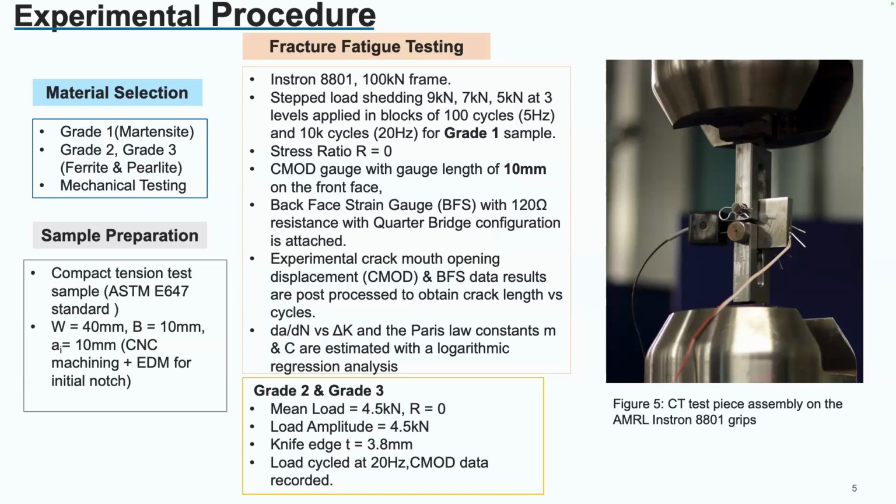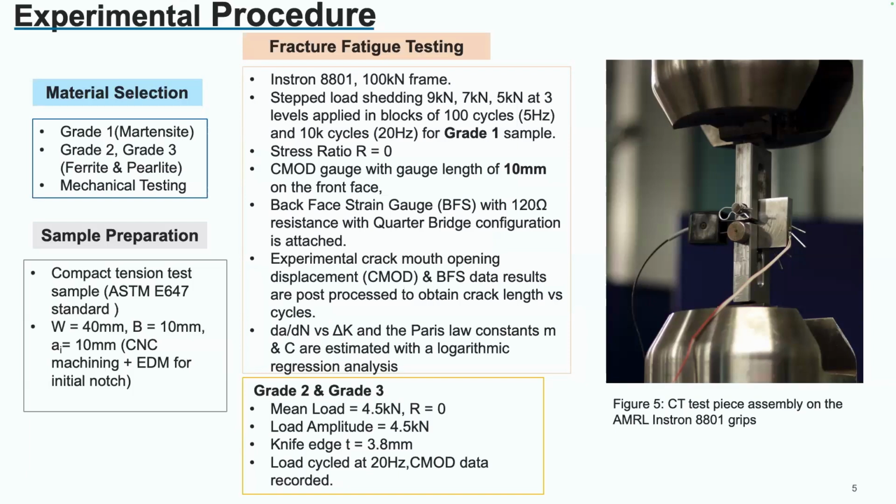The grade 1 and the grade 2 and 3, because the grade 2 and 3 tests were carried out probably 2 years before, when I was doing my master's. That's an old test, which was basically my supervisor's idea, and he thought it would be interesting for me to include that as well in my PhD. So yeah, the machines are the same for both. It's the Instron 8801 with a 100 kilonewton frame.